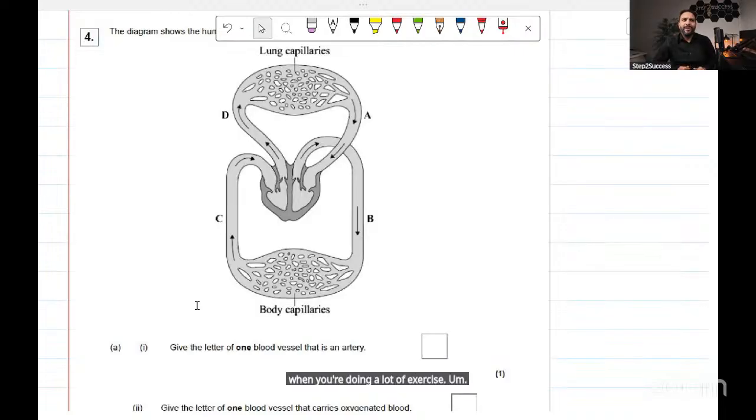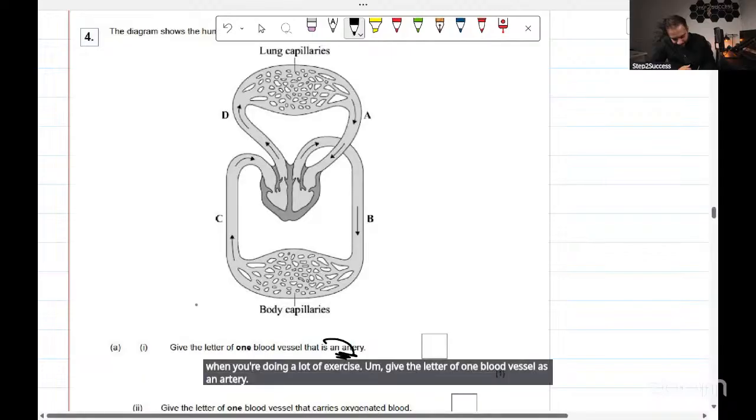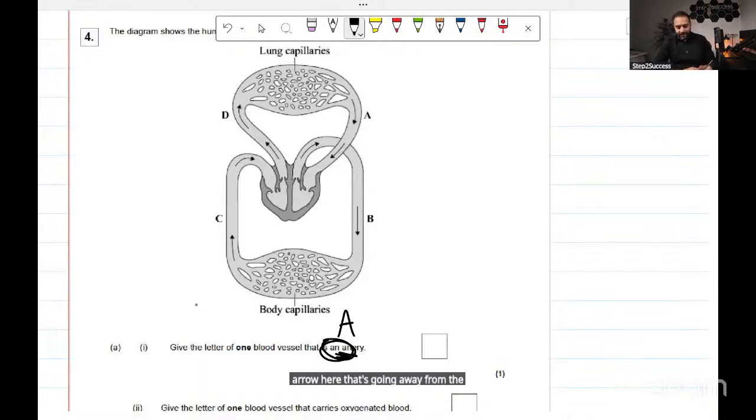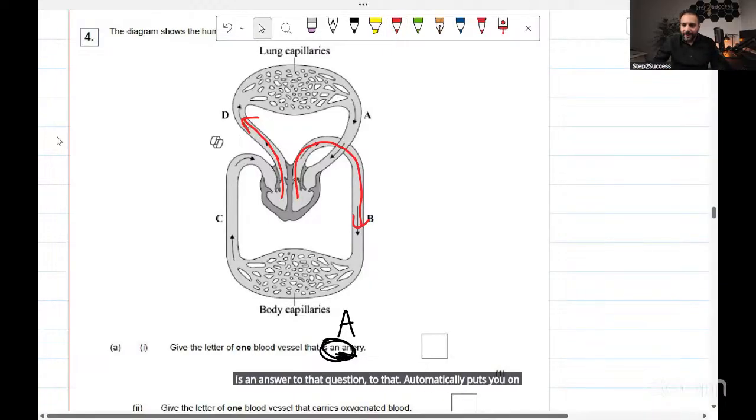Give the letter of one blood vessel that is an artery. Arteries carry blood away from the heart. So any arrow here that's going away from the heart, such as that one or this one, is an answer to that question. So that automatically puts you on B or D.